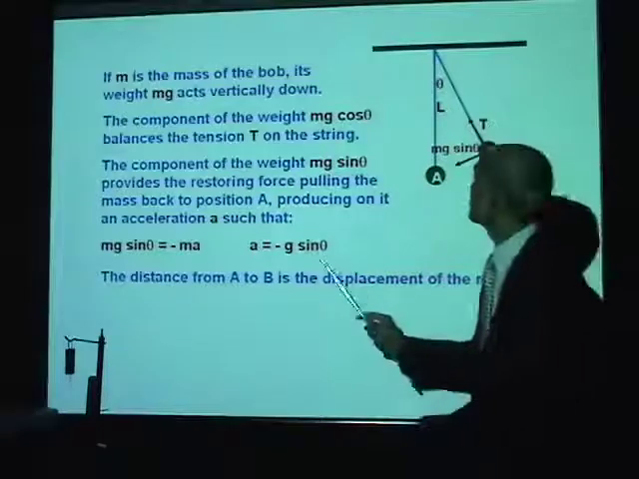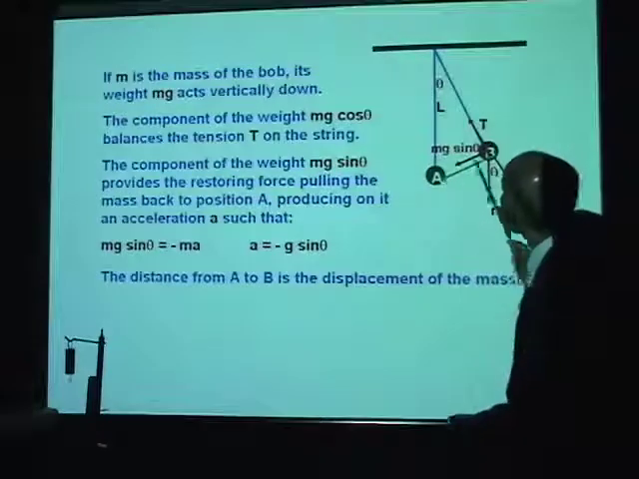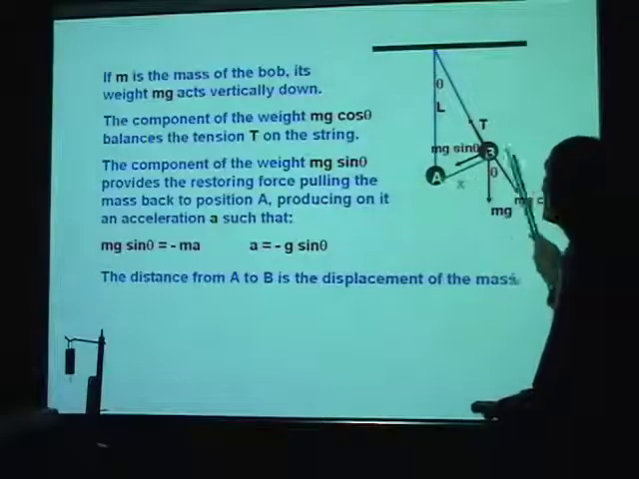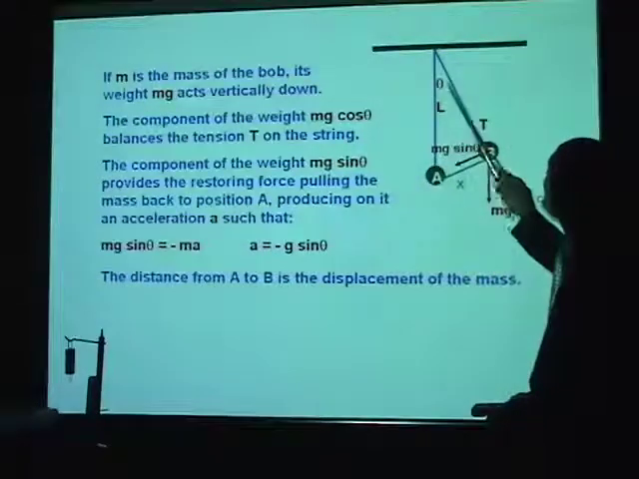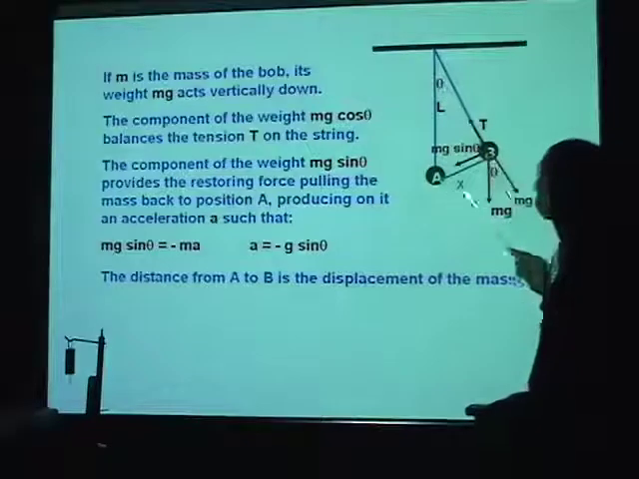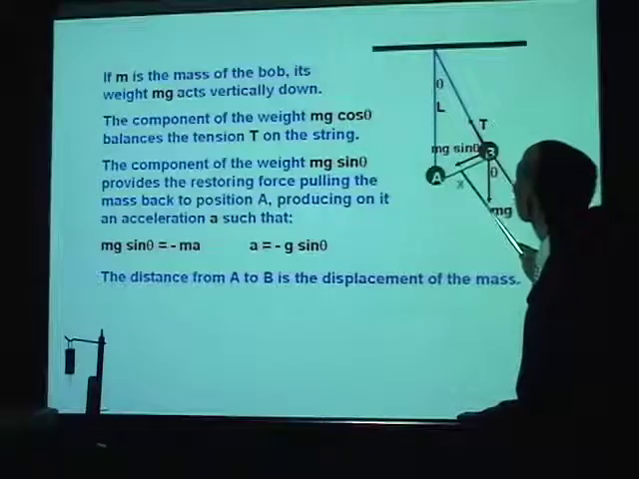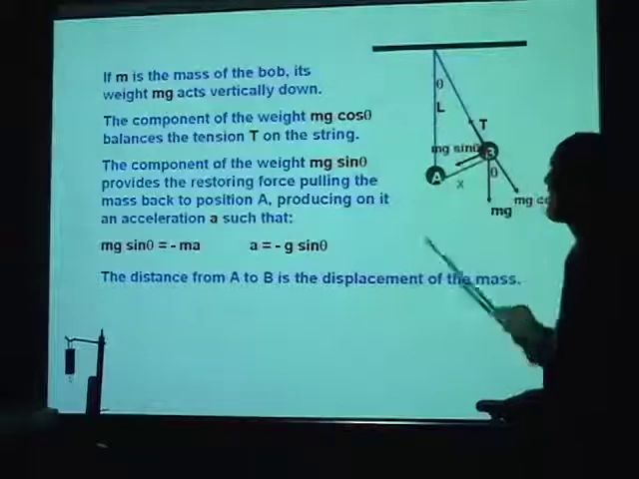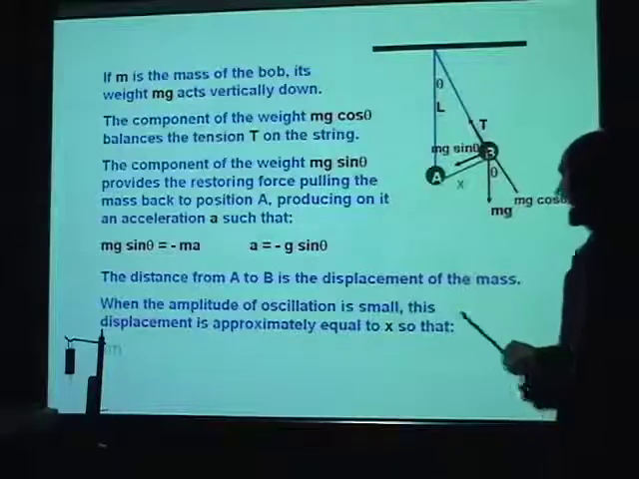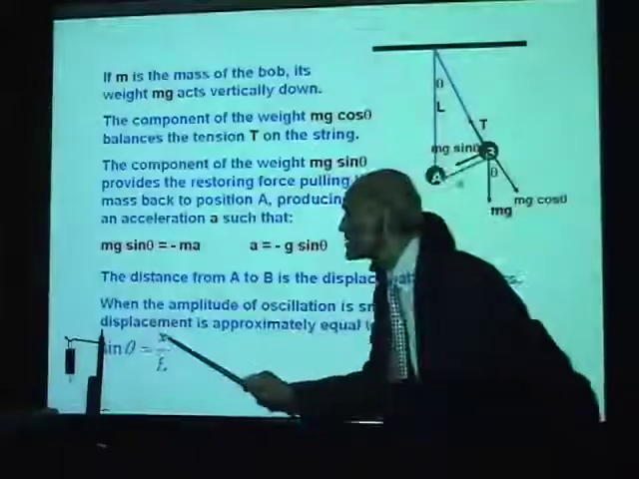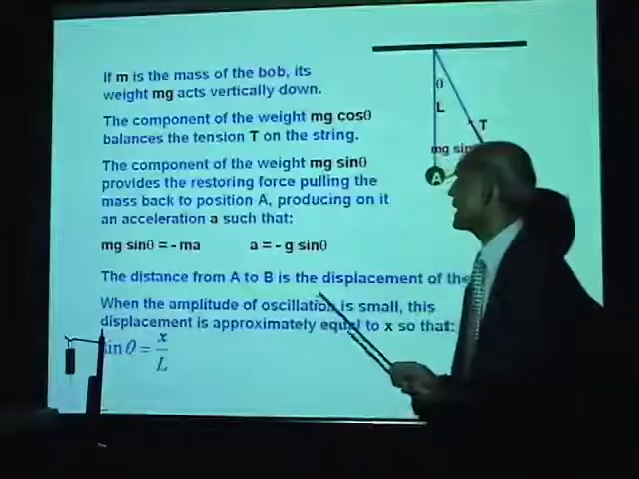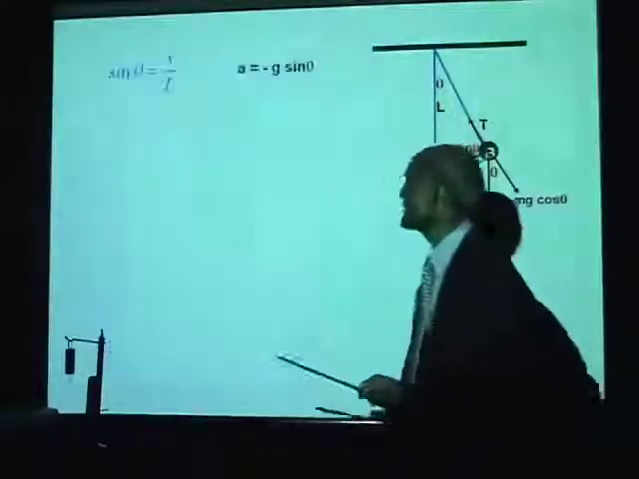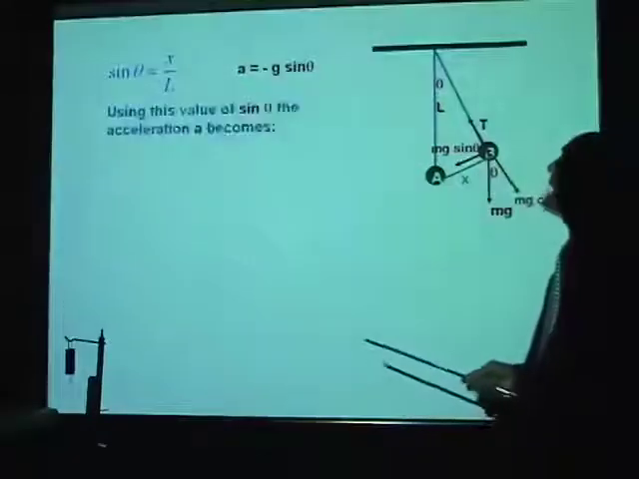Alright. Suppose we say the displacement of the pendulum bob is x from A to B. Can you write sin theta from this triangle? Sin theta will be x over L, is that right? Opposite side divided by hypotenuse. I can write sin theta equal to x over L. So, I can come here and replace our sin theta by x over L.